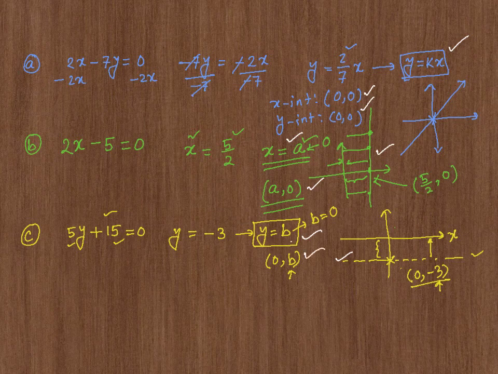The y-intercept for it is going to be 0, comma b. In the case of the horizontal line and the vertical line, if the lines overlap with the other axis, so if this line moves here and overlaps with the x-axis, then it will have infinitely many points overlapping with x. And similarly, if this line moves to the left and overlaps with the y-axis, it will have infinitely many y-intercepts. But the x-intercept will still be just 1 point, and the y-intercept in this case would still be 1 point.